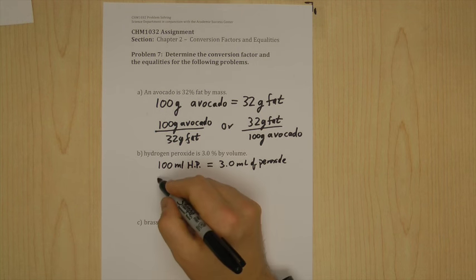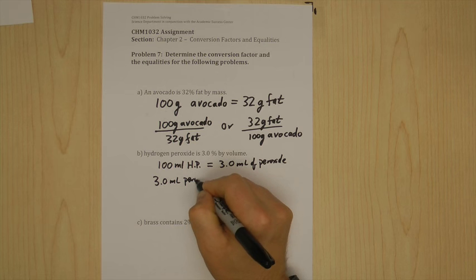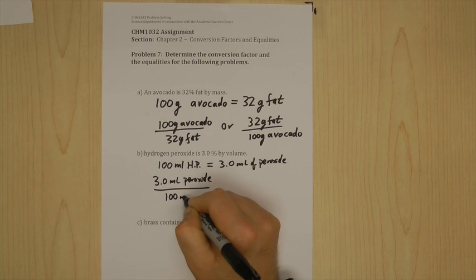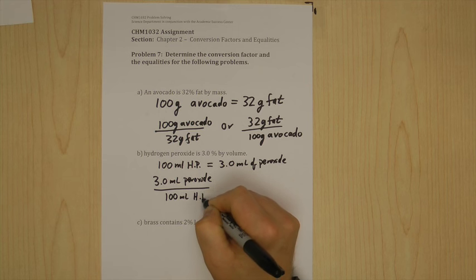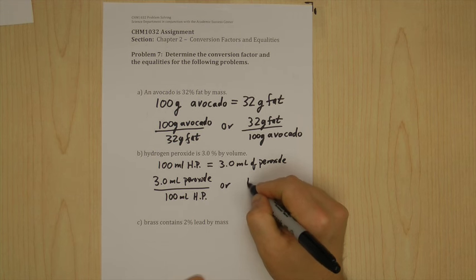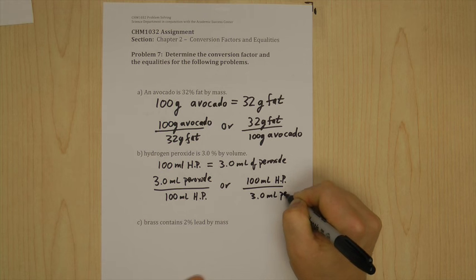So that also means in 3.0 milliliters of peroxide, in 100 milliliters of HP. HP is the bottle of hydrogen peroxide, the bottle you buy from the pharmacy. In that 100 milliliters bottle, there are 3 milliliters of peroxide, or 100 milliliters HP divided by 3.0 milliliters of peroxide.